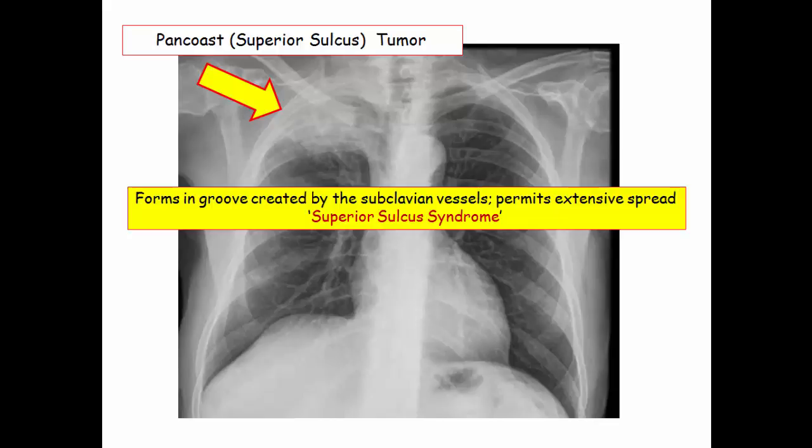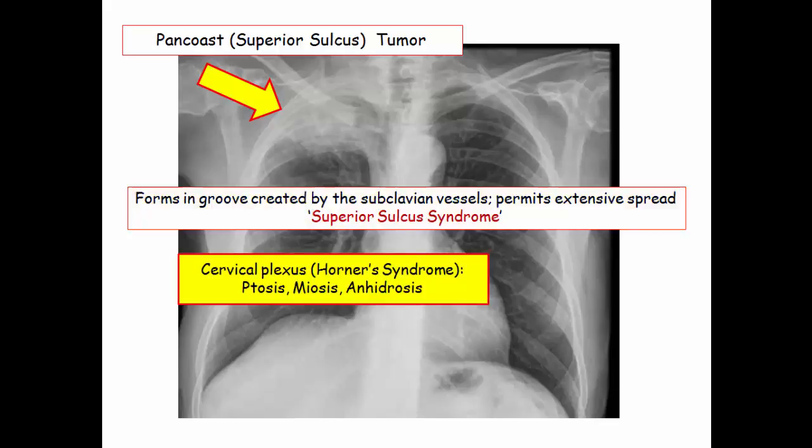There are 2 syndromes to be familiar with. The first is Horner's. That results from invasion of the cervical plexus. Symptoms of ptosis, miosis, and anhidrosis have been recited for decades. The NBME knows that you know that, so they test you on the second syndrome, which is actually more common.